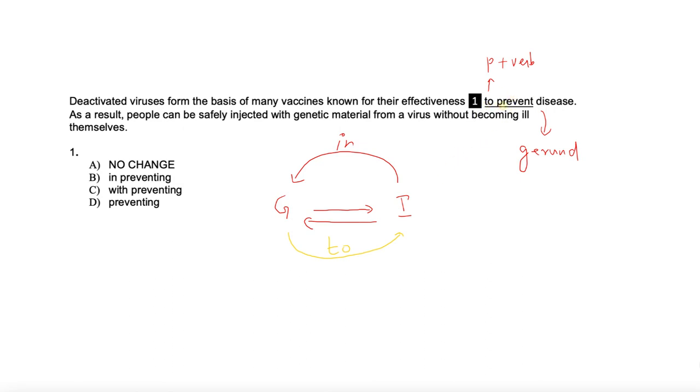So if I have to convert this into a gerund, it will be: deactivated viruses form the basis of many vaccines known for their effectiveness in preventing disease. A very important and helpful tool that you need to remember. So it should be option choice B. That's how you convert a gerund into an infinitive and vice versa.